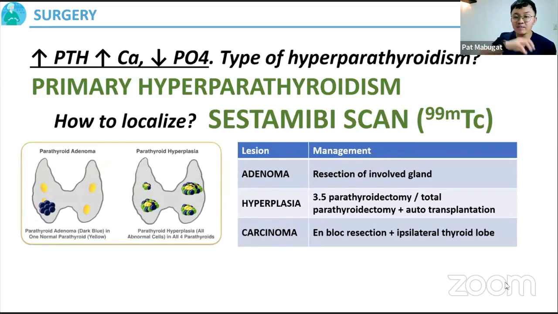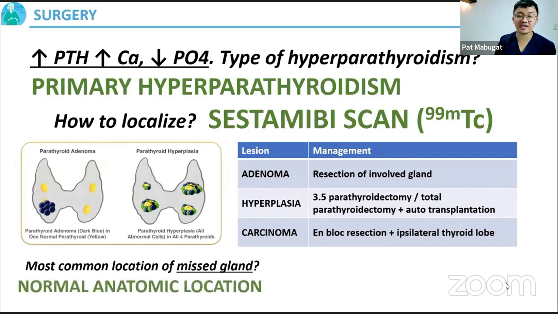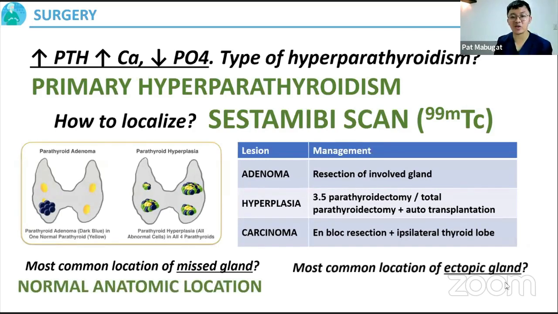For carcinoma, you do en bloc resection, then remove one part of the thyroid lobe. What's the most common location of a missed gland? This might be confusing. Missed gland means that you missed it. If you missed it, it's probably where you left it, a normal anatomic location. However, if the question is asking for the most common location of an ectopic gland, ectopic means it's really not there, the most common location is the thymus, right? Missed gland, normal. Ectopic gland, thymus.